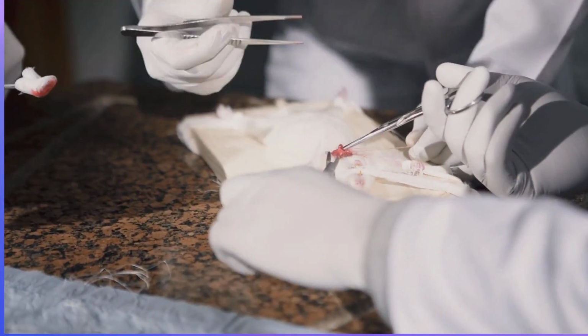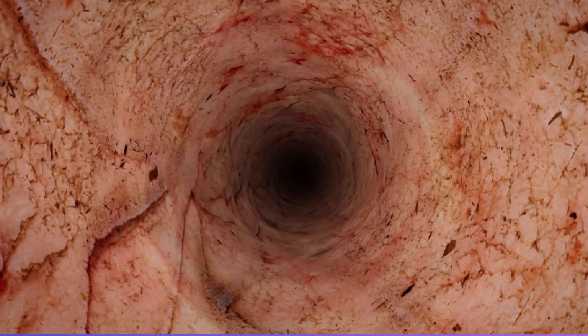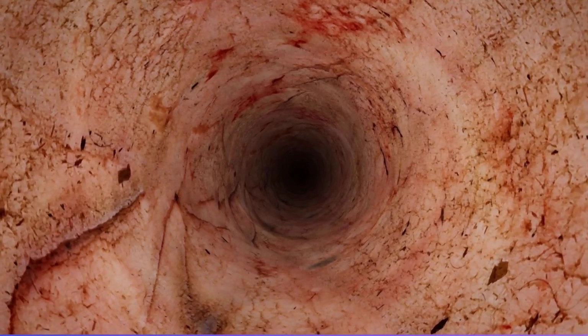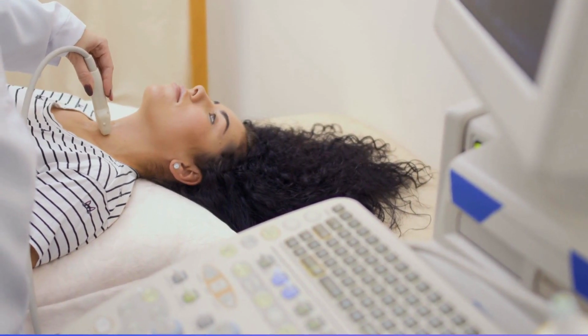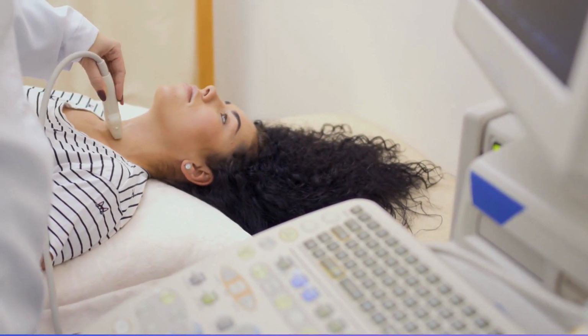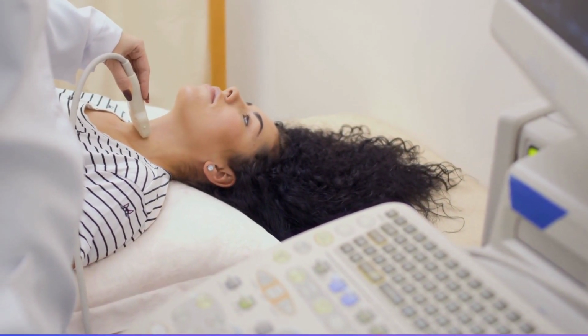In a small percentage of individuals, approximately 3%, an additional artery known as the thyroidea ima artery may be present. This artery typically arises from the brachiocephalic trunk, the right common carotid artery, or directly from the arch of the aorta. It ascends to supply the lower border of the isthmus, where it breaks up into its terminal branches. While not consistently present, its existence is important for surgeons to recognize, as it can be a source of significant bleeding if not identified and ligated during thyroid surgery.